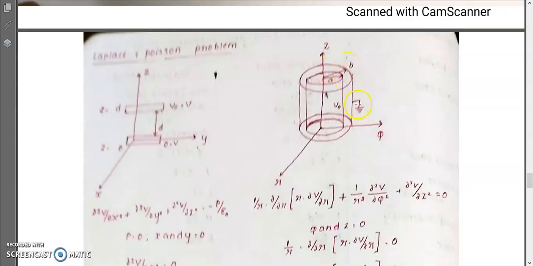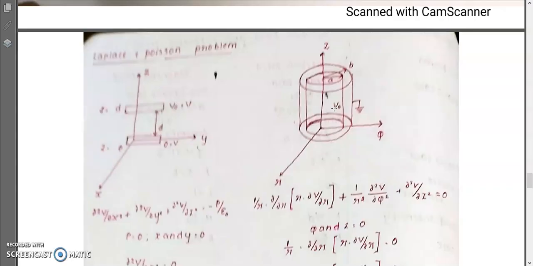The outer cylinder is grounded, that is, the voltage is 0. The inner cylinder has a potential of magnitude V equal to V naught. So this is the boundary condition. It consists of two cylinders: the inner cylinder with a radius of A having a voltage of V0, and the outer cylinder with a radius of B having a voltage of 0 because it is grounded.